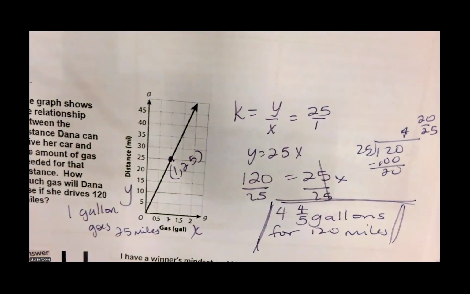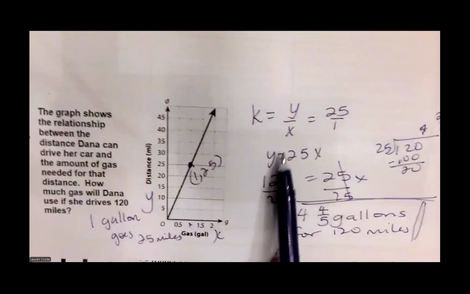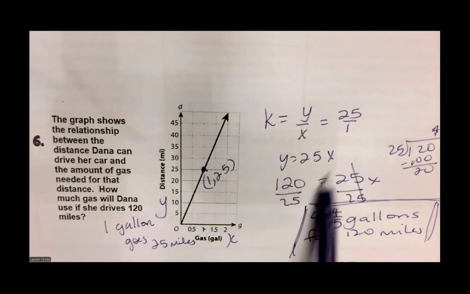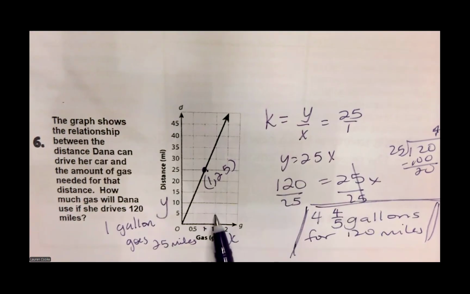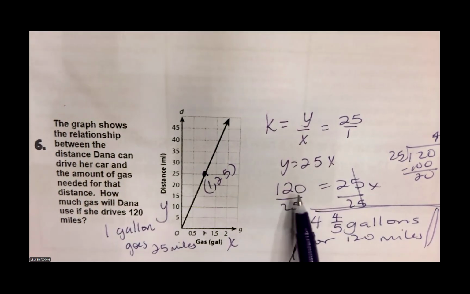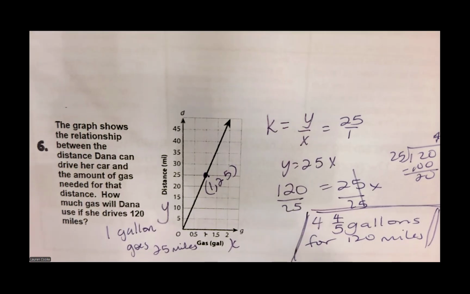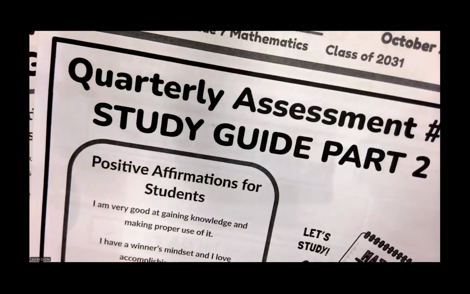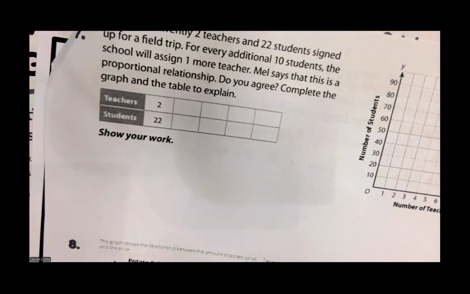Okay. And so that's how we worked this out. We found the constant, we wrote the equation, and then we substituted in the X value. No, actually in here we substituted in the Y value and then divided, right? Sometimes, most of the time, we substitute in the X value.